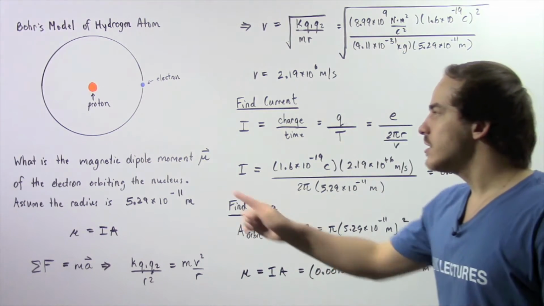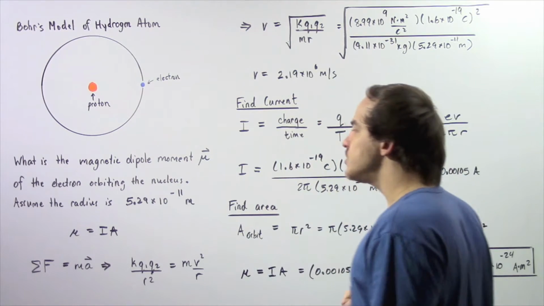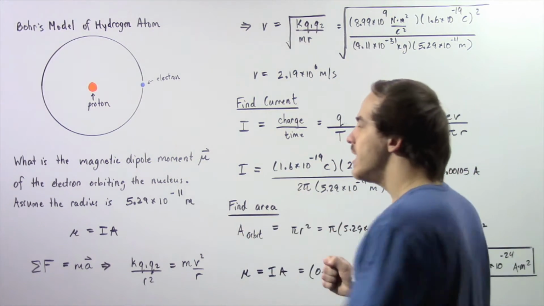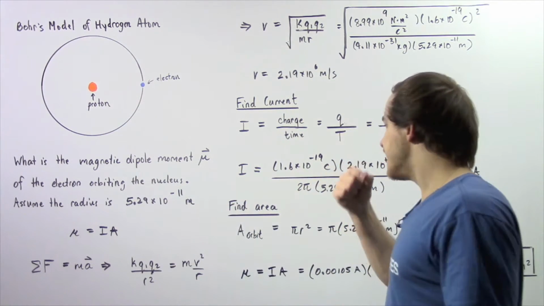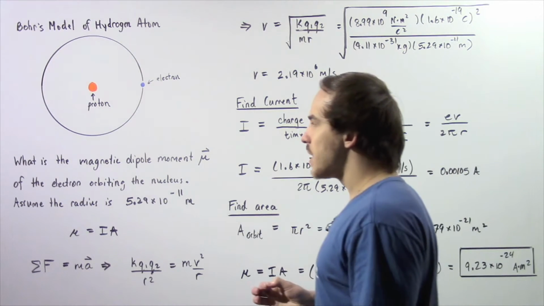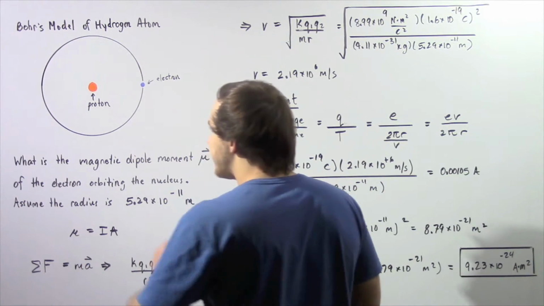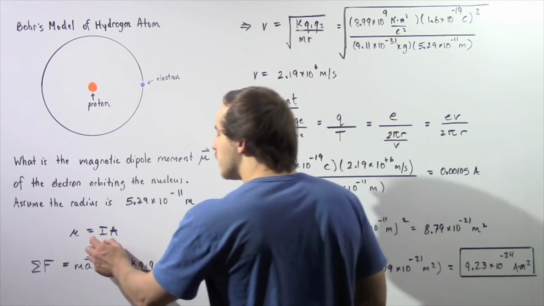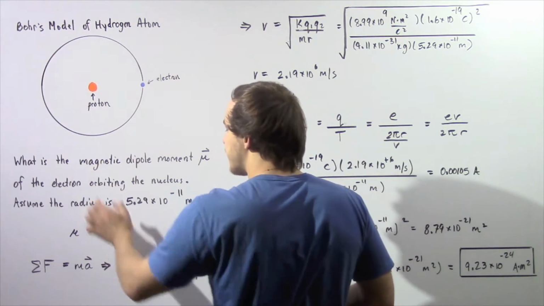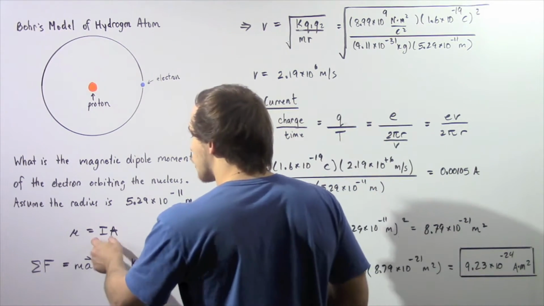So what is the magnetic dipole moment mu of the electron that is orbiting our nucleus? Assume the radius of this orbit is 5.29 times 10 to the negative 11 meters. So to calculate the magnetic dipole moment mu, we simply have to take the product of the electric current I and the area of this orbit A. So let's begin by calculating what the electric current is.